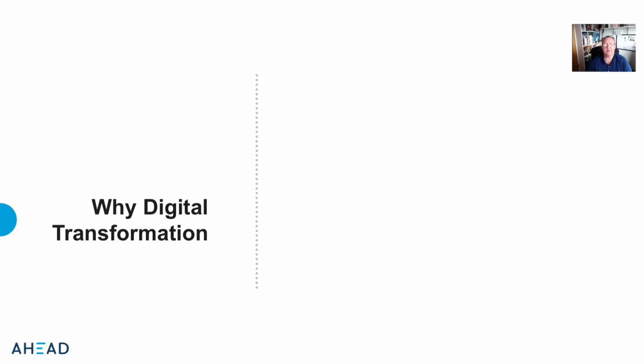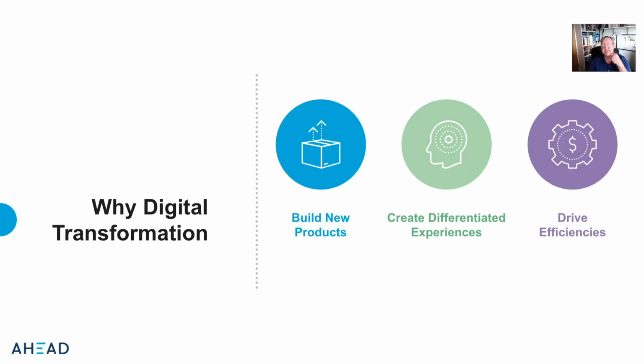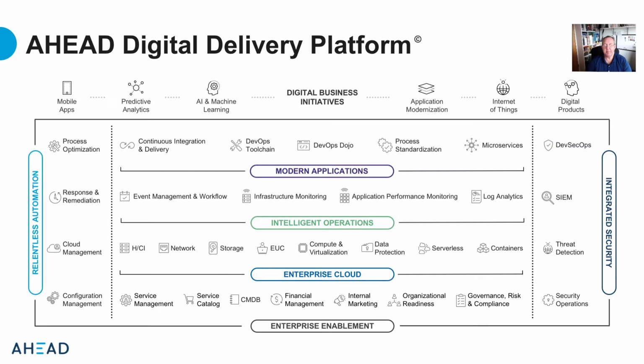Why digital transformation is so important to our customers is that ultimately they're building new products, experiences, and efficiencies that all center on applications. At the end of the day, the application is what makes them money, right? It's their business and their capabilities. So what we need to do is drive efficiencies and capabilities within the stack, and that's where intelligent operations comes in.